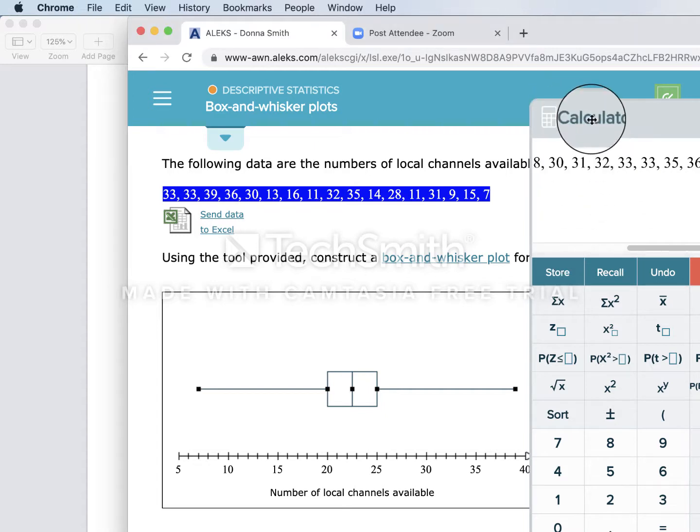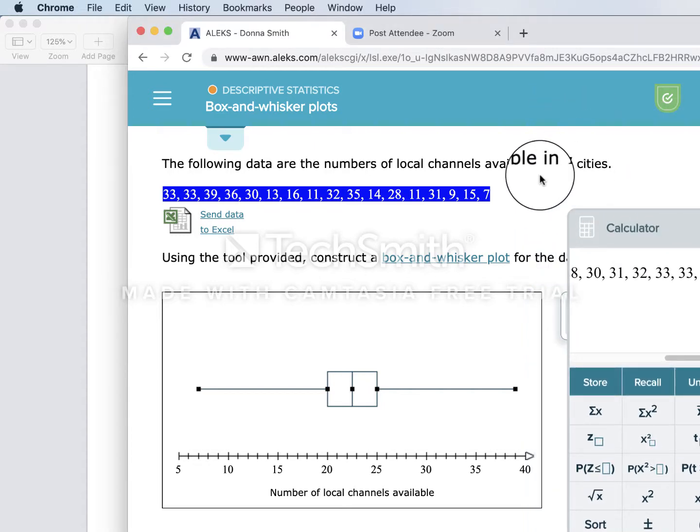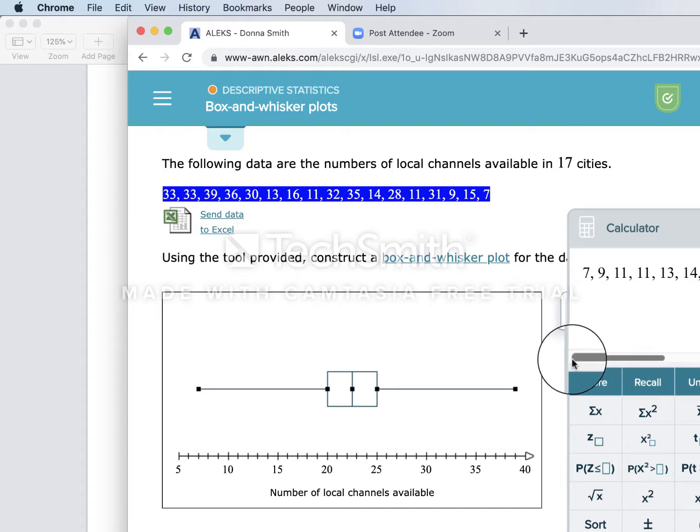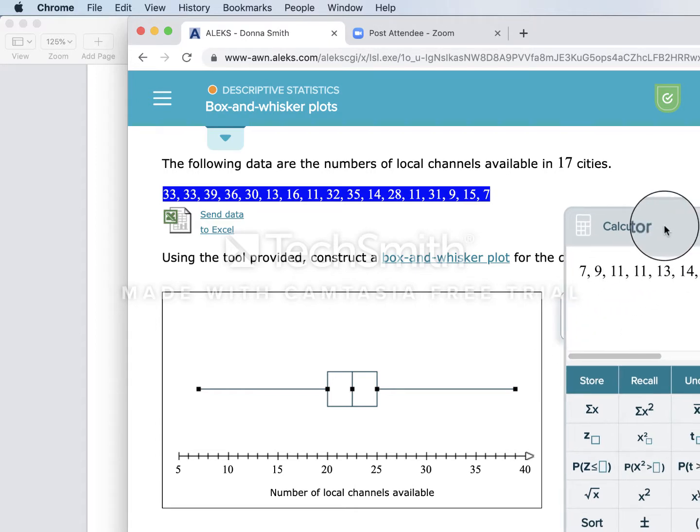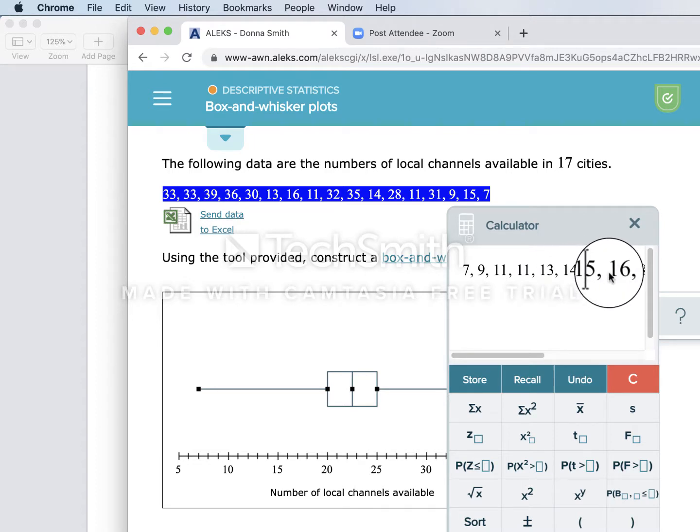In this example, we have 17 cities, so it's odd. So since we have 17 cities, then we know that we would take 17 plus 1, which is 18. Odd, you add 1 and divide by 2. So 18 divided by 2 is 9. So we know that it's going to be the 9th data value. So we have 1, 2, 3, 4, 5, 6, 7, 8, 9. So 28 is our 9th data value, so that's going to be our median.